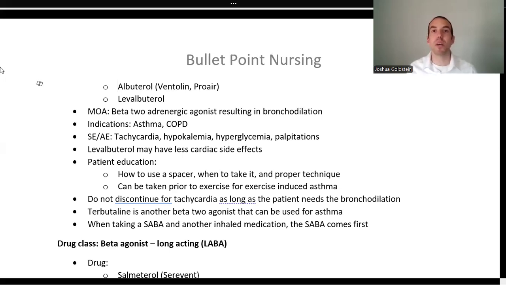Other side effects are going to be hypokalemia and hyperglycemia. Don't mix these up. These are very common test questions. Levoalbuterol is much more expensive than albuterol. It's much less commonly used for that reason.